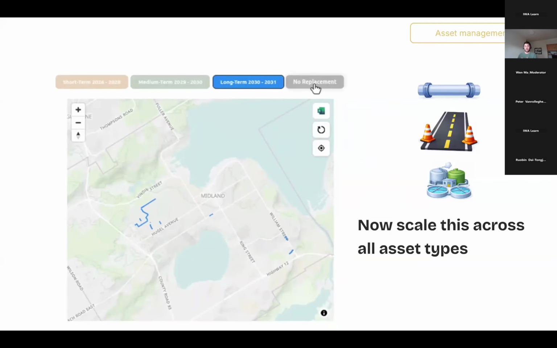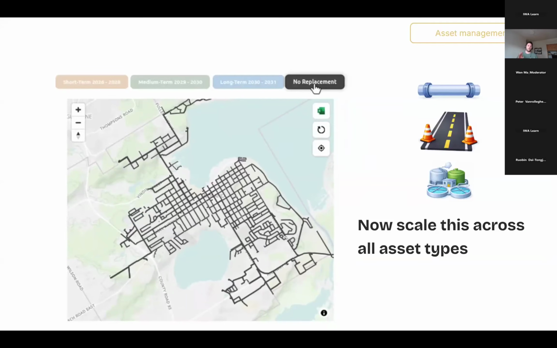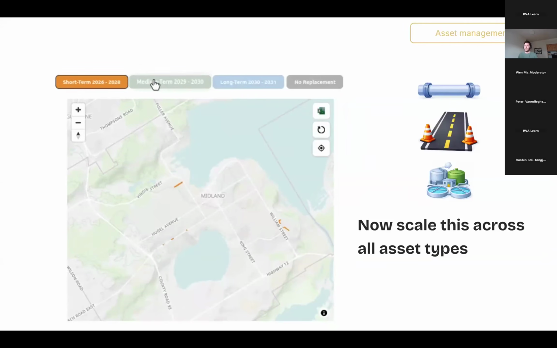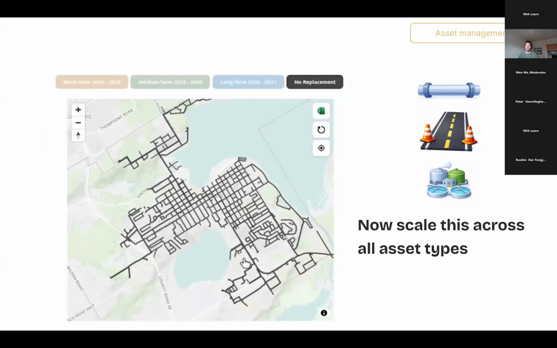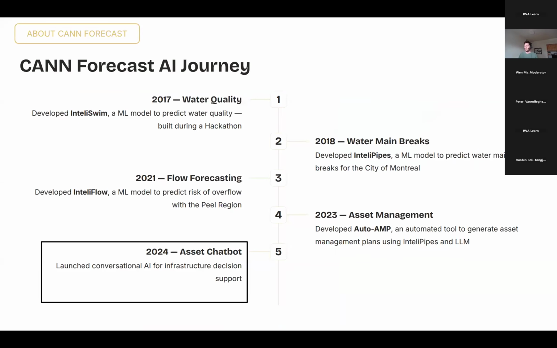And even for the likelihood of failure, we need to take into account other assets like wastewater, stormwater, drinking water, and roads as well. So it's an even bigger problem that we're working on right now, just to get a prioritization across even larger assets. And there are other assets, like even water treatment plants, that need to be taken into account.